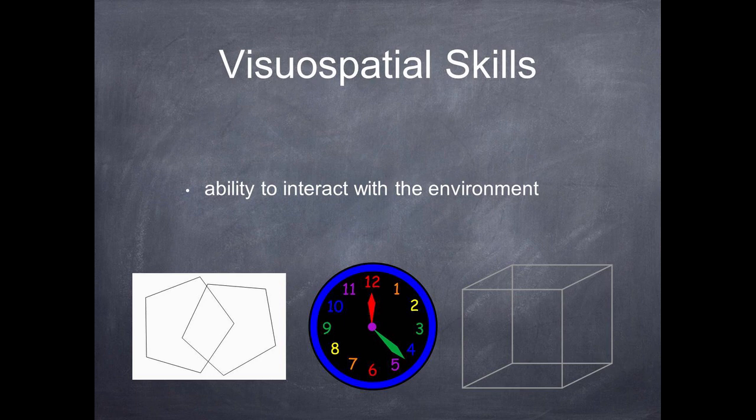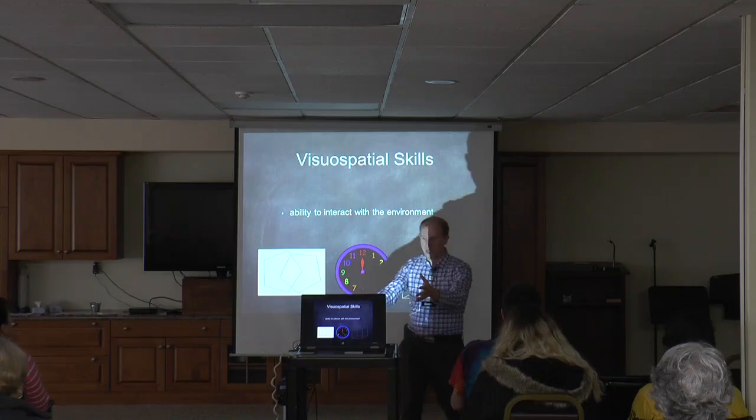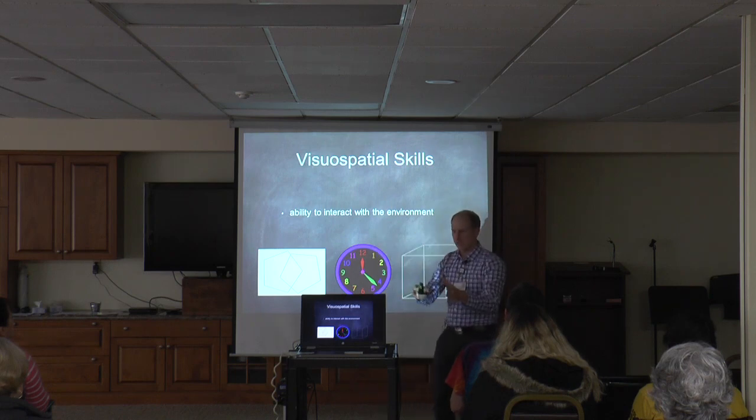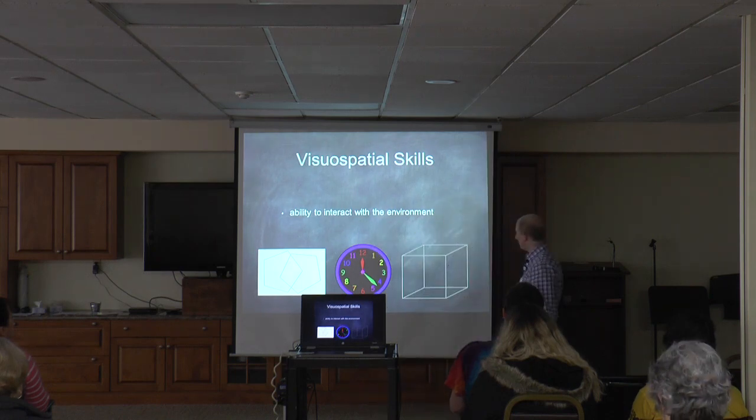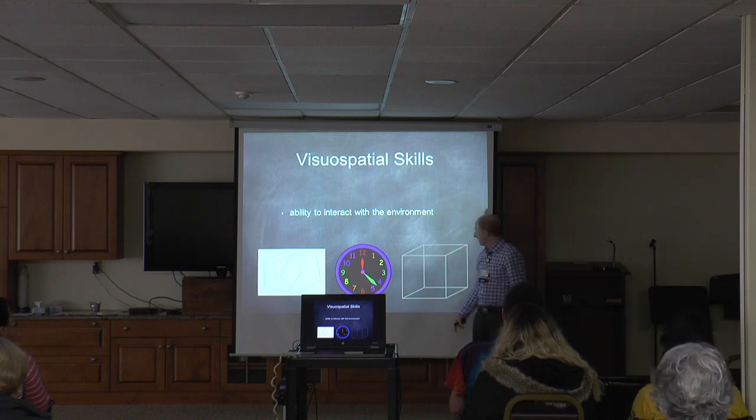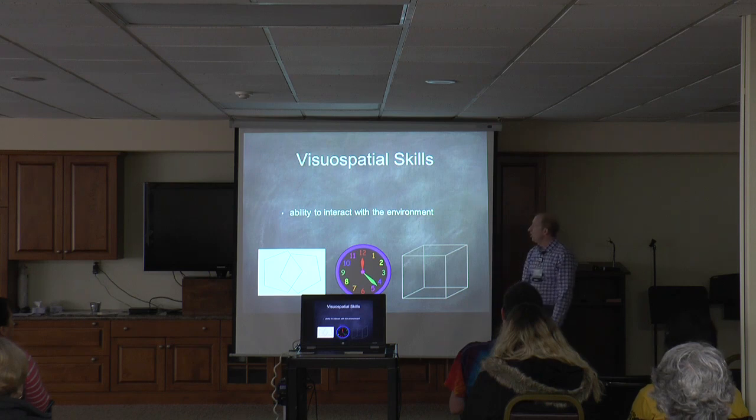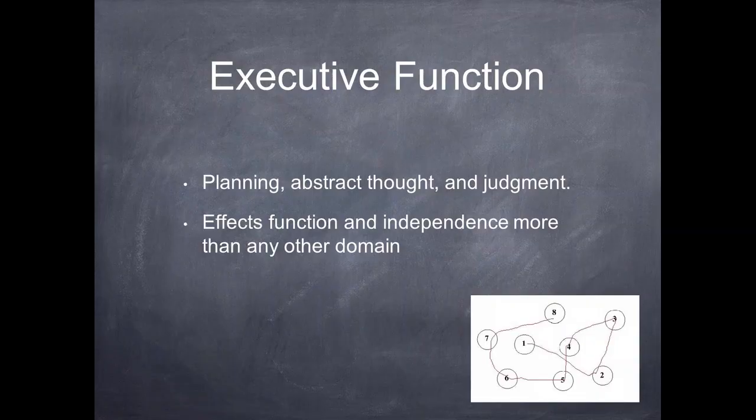Visual spatial, so this is how we interact with our environment. Knowing how to set all this up here, where you put things in relationship to others, is visual spatial. We try to measure that by having people draw interlocking pentagons, maybe draw a clock or a 3D cube. That's our way of trying to test for this sort of thing.